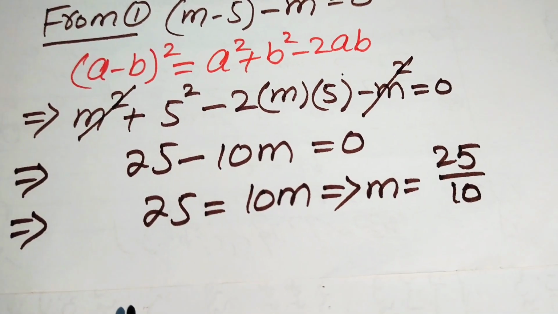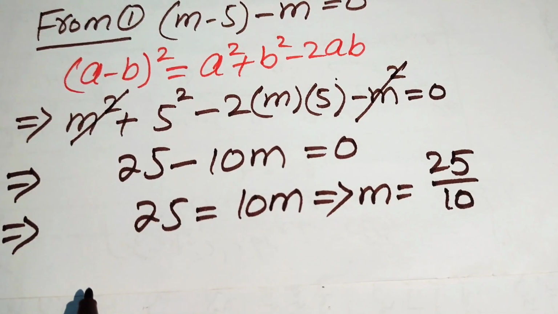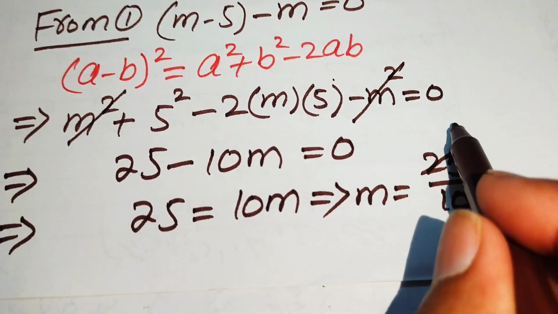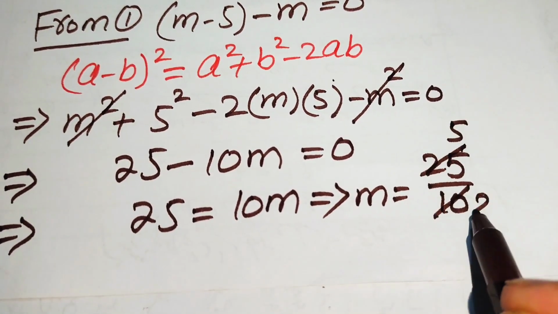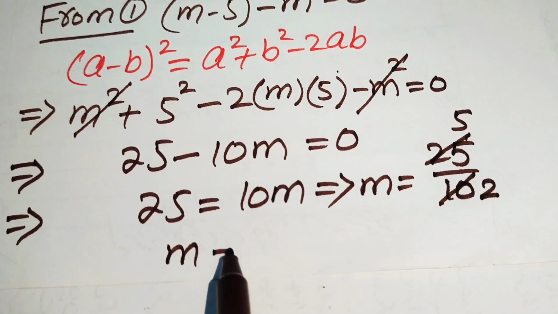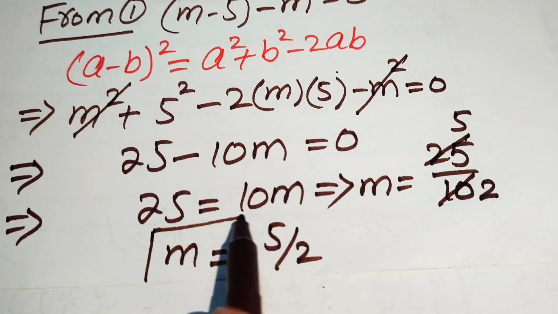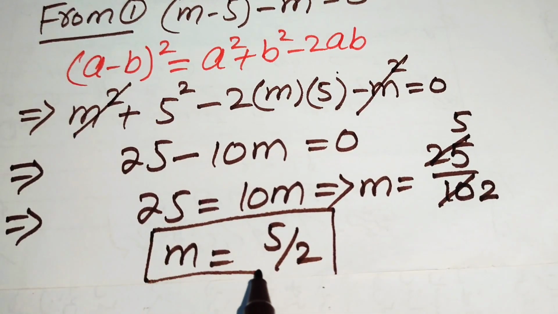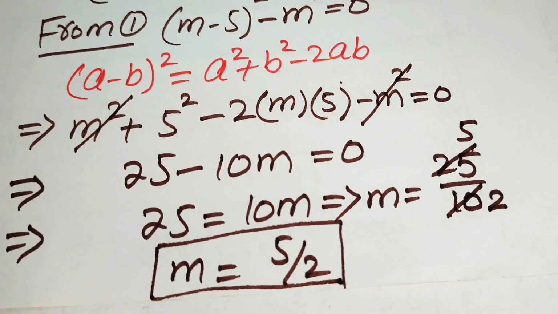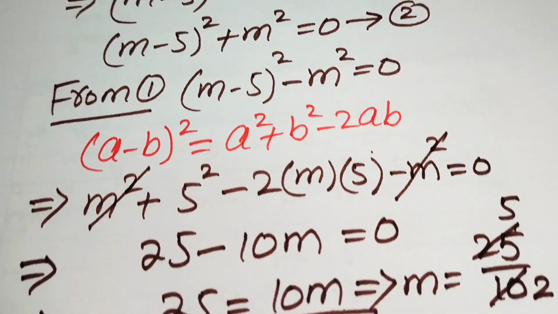So here we cancelled these terms by the table of 5. So this is 5 fives are 25 and 5 twos are 10. So finally we have the value of m is 5 over 2. So this is the first real root of the given equation. Now, in order to find the other roots, we need to solve the second case.